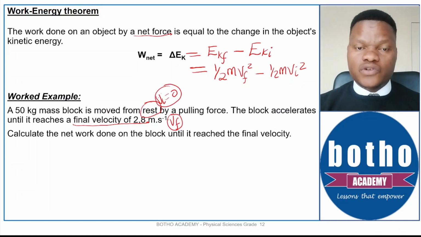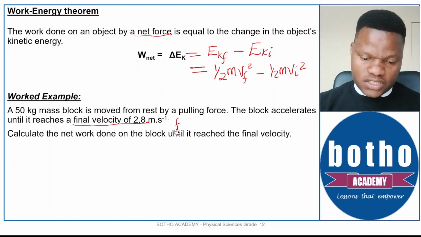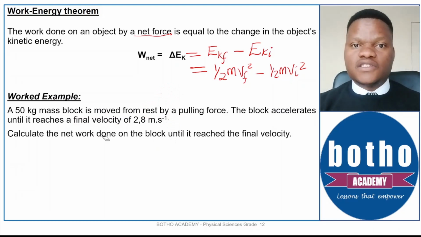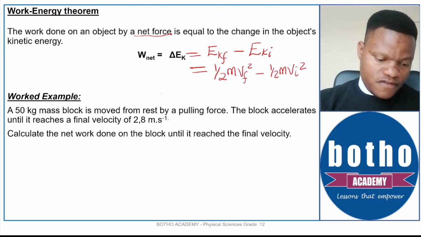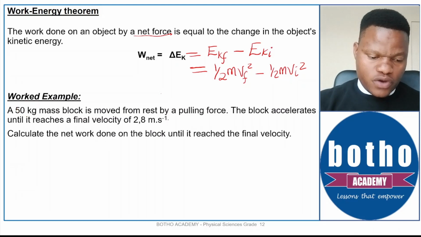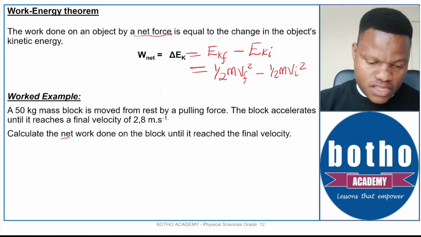That will be your initial velocity over there. So you have the two velocities given to you from the statement. Okay, then you also have the mass of the object. What are we required to calculate? We are required to calculate the net work.